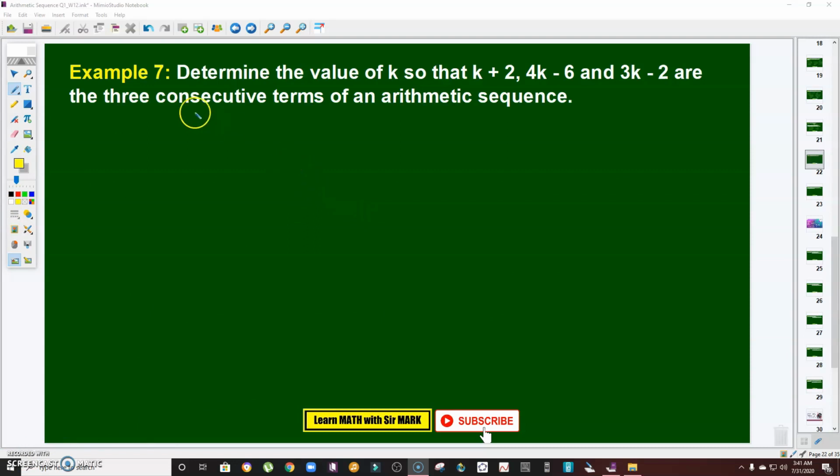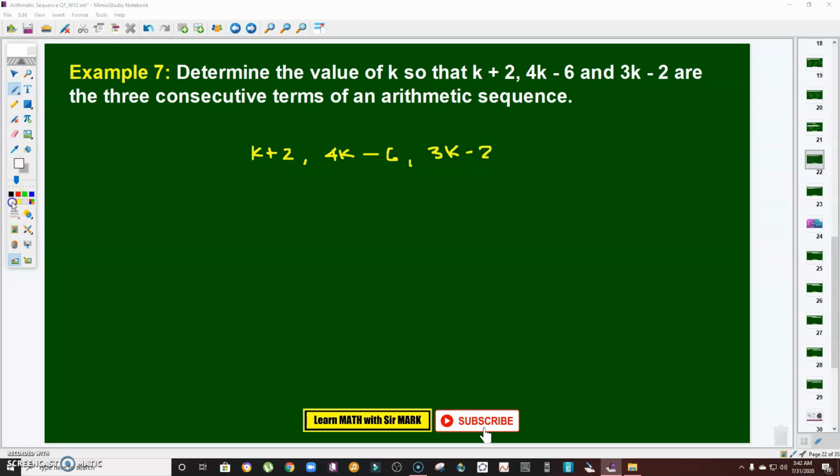Okay, problem number 7. Determine the value of k so that k plus 2, 4k minus 6, and 3k minus 2 are 3 consecutive terms of an arithmetic sequence. Again, the key term here is consecutive terms. Let me rewrite it here: k plus 2, then 4k minus 6, then 3k minus 2.